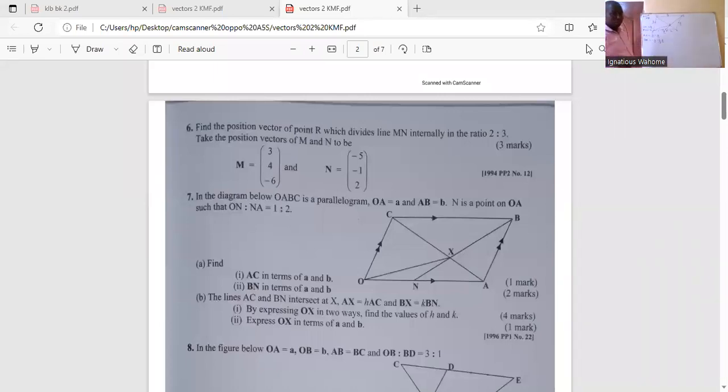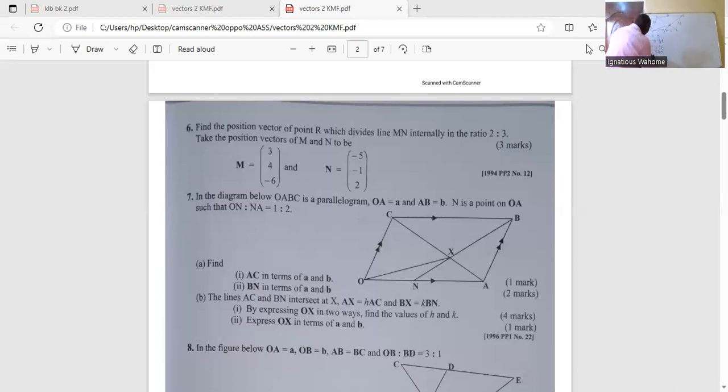Now part B of that question, KCSE 2, 1986. You are given that AC and BN intersect at point X, as you can see from the diagram. And you're given that AX is equal to h AC, vector AC, and BX is equal to k BN, that's vector BN.